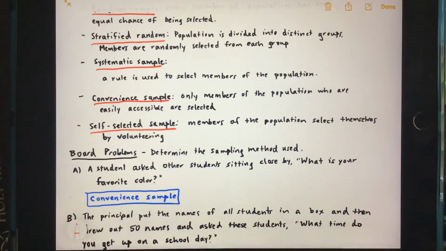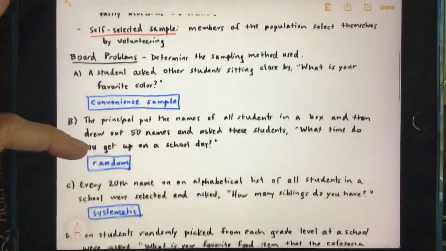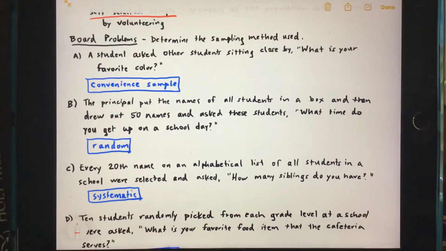All right, so let's go ahead and see if we can identify the sampling methods that are used in particular surveys that have been conducted. So here are some board problems. Starting with A, we're going to determine the sampling method used. We're going to pick from the 5 choices we just went over above. Let's say a student asked other students sitting close by, hey, what is your favorite color? Because they were conducting a survey of the favorite colors of students at their school. Well, that would be a convenient sample because it was convenient for that student to ask students who happen to be sitting close by. That may or may not be a representative sample of all of the students in the school, all of the students being the population that's being studied.